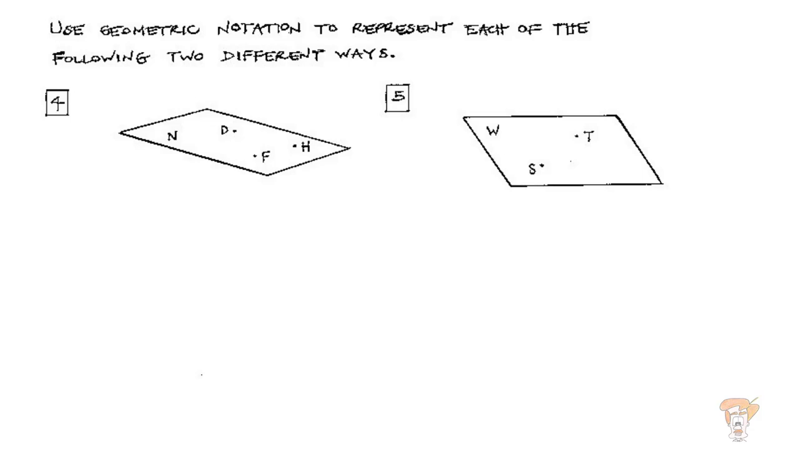In number 4, a plane is presented. Notice that the N does not have a dot next to it. That indicates that it is not a point. Instead, it can be used to designate the plane. So this plane can be designated as plane N.